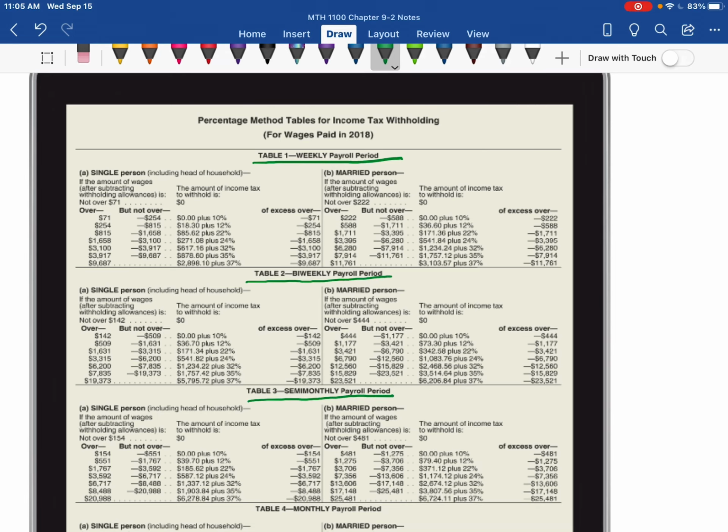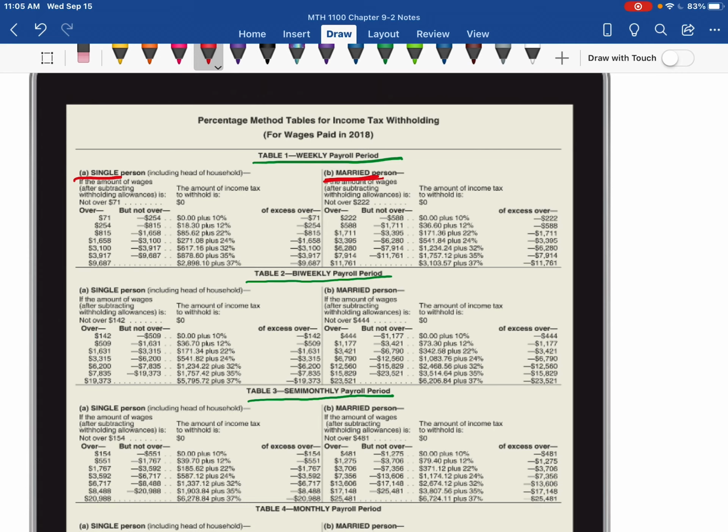Table 3, semi-annually. So you have to know how she's getting paid. In this case, Janet's getting paid weekly. So we're going to look at this first row. Then within this first row, we have on the left side whether she's single, and then on the right side whether she's married. That says it right here, single or married. I just highlighted it in red.